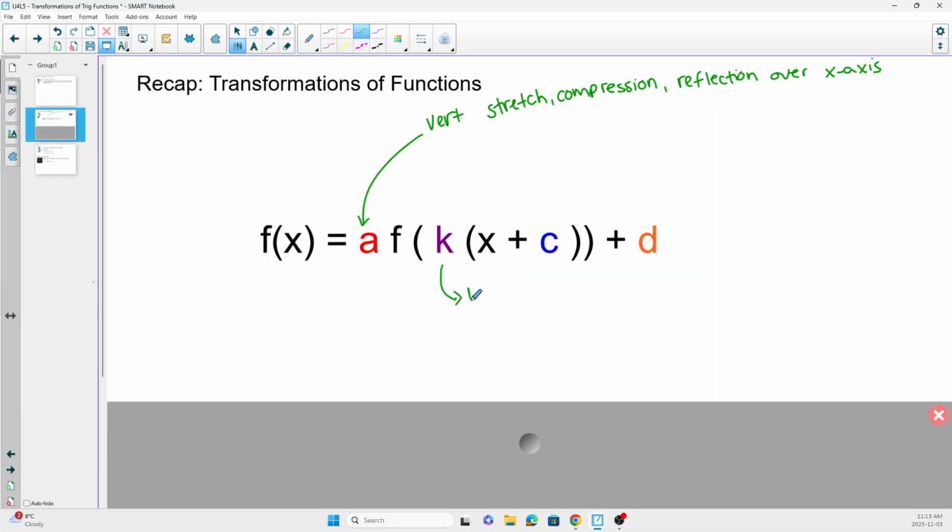This here is your horizontal. Actually, let's just save ourselves some writing and go up top and say that this is a horizontal stretch, compression, reflection, but now it's over the y-axis. And remember that k value has to be factored out in front. And then this here is your shift left and right, and we call it specifically a phase shift when we're dealing with our trig functions. So this is a phase shift, which is a shift left or right.